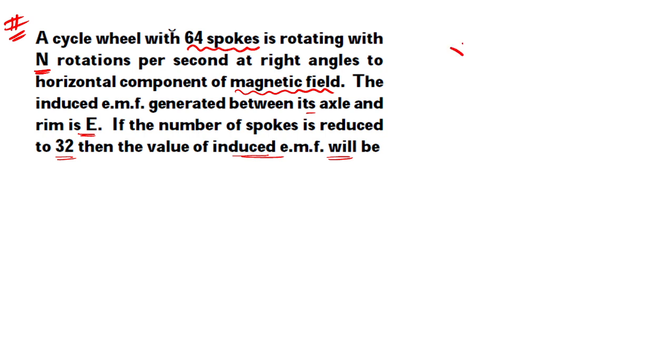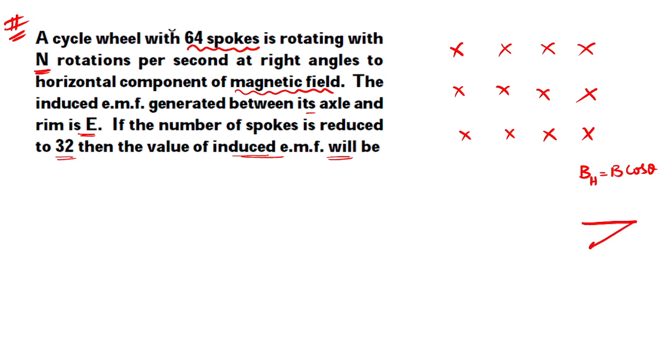I told you in the morning. For example, this is a magnetic field, and this is the Earth's magnetic field. The Earth's magnetic field horizontal component will be B cos theta. Remember this one? Yes or no? The Earth's magnetic field is not a straight line, it is slanted. I showed you the dip on a mobile. So it makes an angle theta. This is the horizontal component, B cos theta. This is the vertical component, B sin theta.